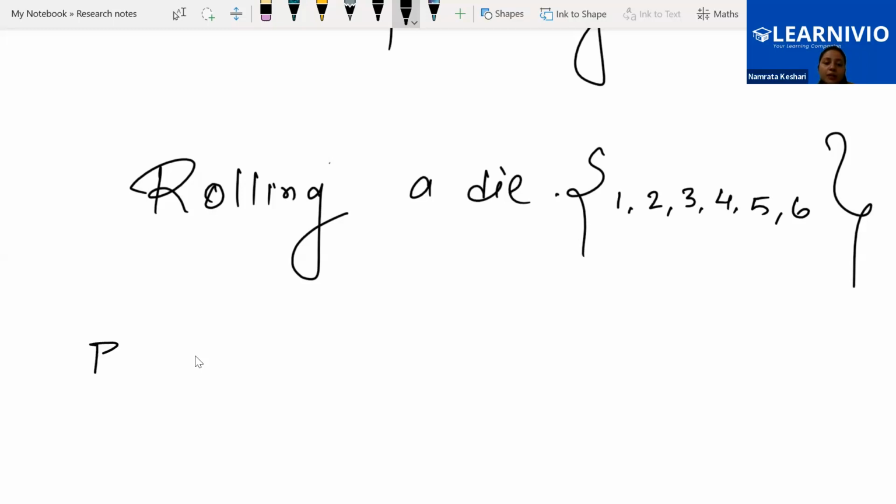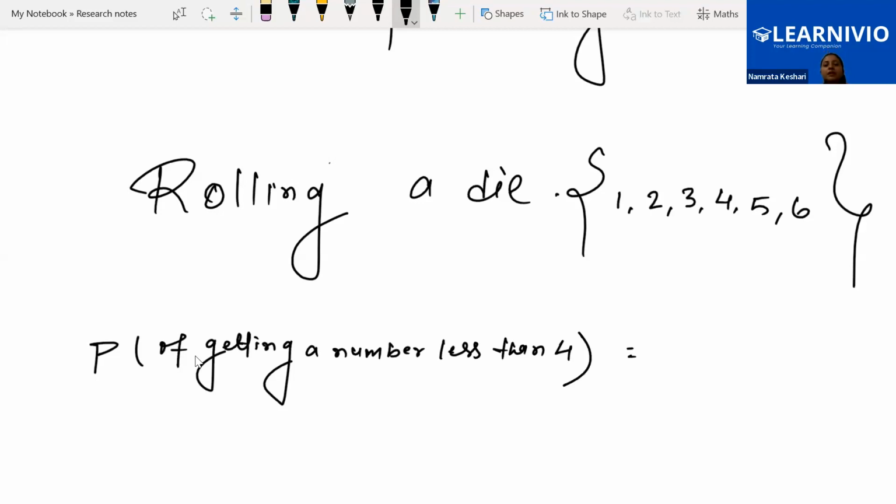Now, if I am saying write the probability of getting a number less than 4, what will be the probability? 3 by 6, that means 1 by 2. Probability of getting any number that is less than 4. How many numbers are less than 4? 1, 2, 3. Favorable outcome 3. Total outcome, when we are rolling a die, is 6. So 3 by 6, that means 1 by 2.